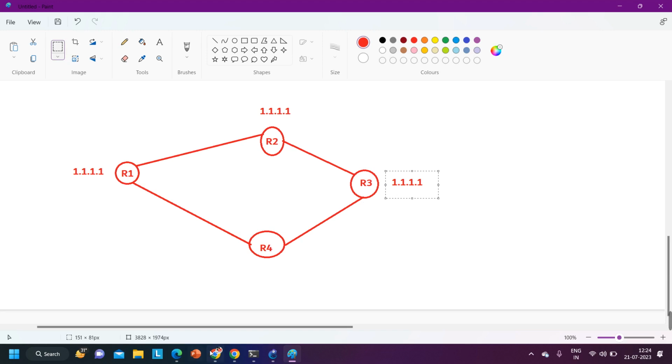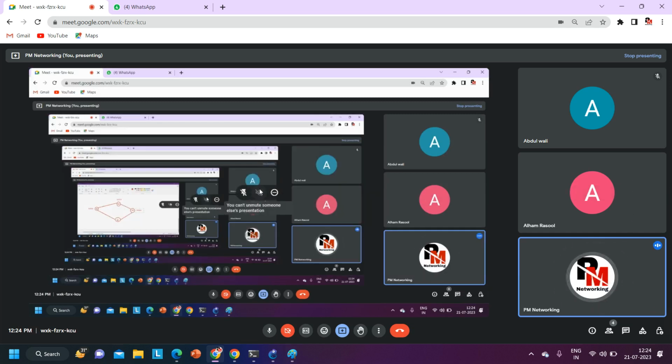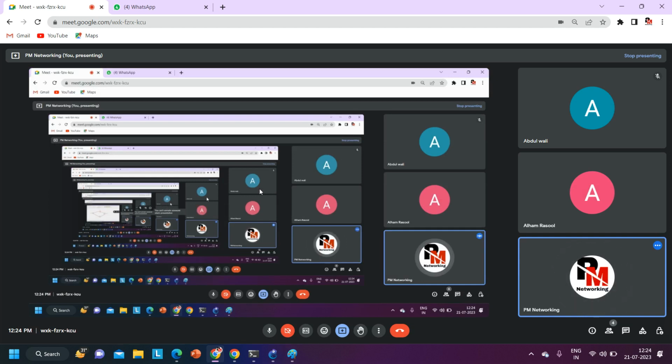Like you guys, you three people are there. Let's say Abdul, Alham, and Suha. Abdul doesn't know the way to Suha's house. Getting my point? Abdul doesn't know how to reach Suha's home. There are multiple paths, and Alham, Rasul, you know all possible paths. Let's say you know 4 paths between Abdul and Suha. There are 4 paths available.